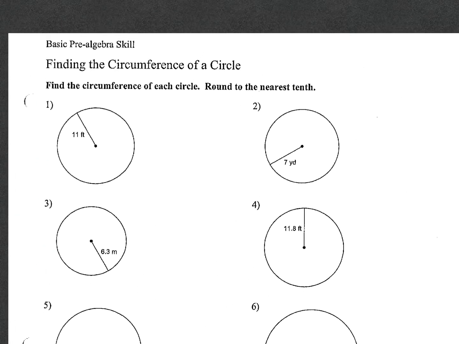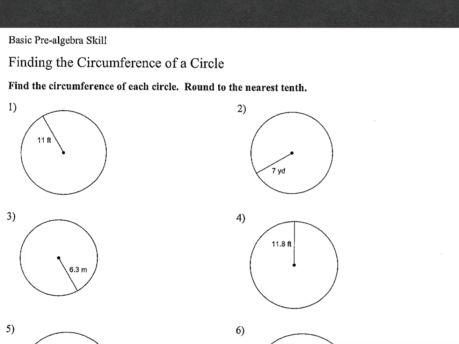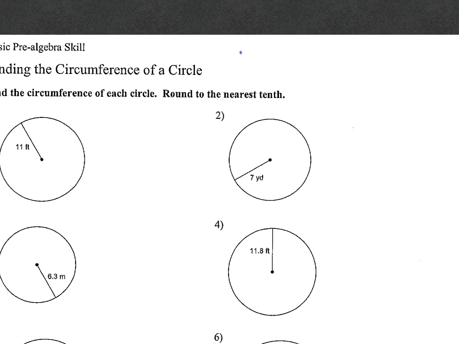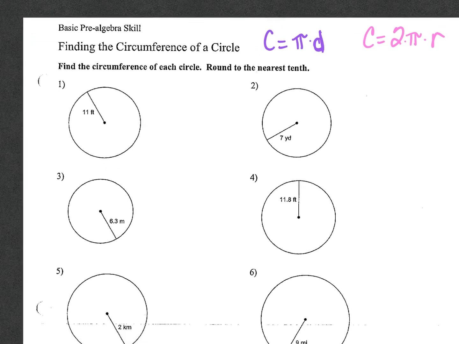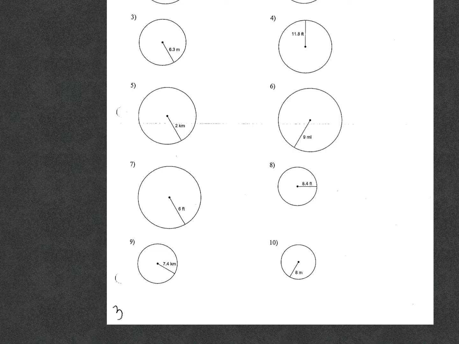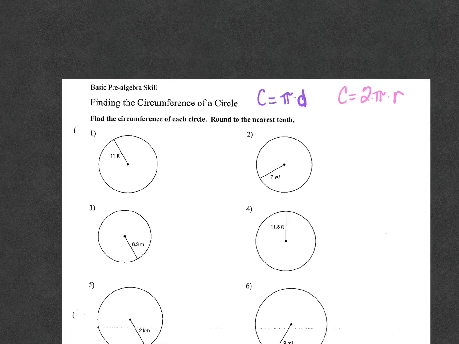Okay. So my suggestion first would be to start with your formulas. We have C equal to pi times the diameter. Or we can use C is equal to 2 times pi times the radius. Again, you have to decide which one you're going to use depending on what you have. My suggestion would be to go through your page first, decide what they are labeled. Okay, so on this page, if you take a look at these, take a look at number 2.